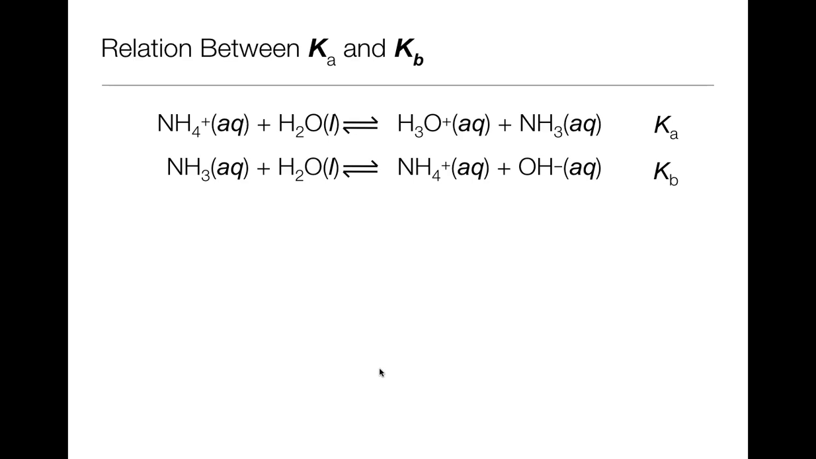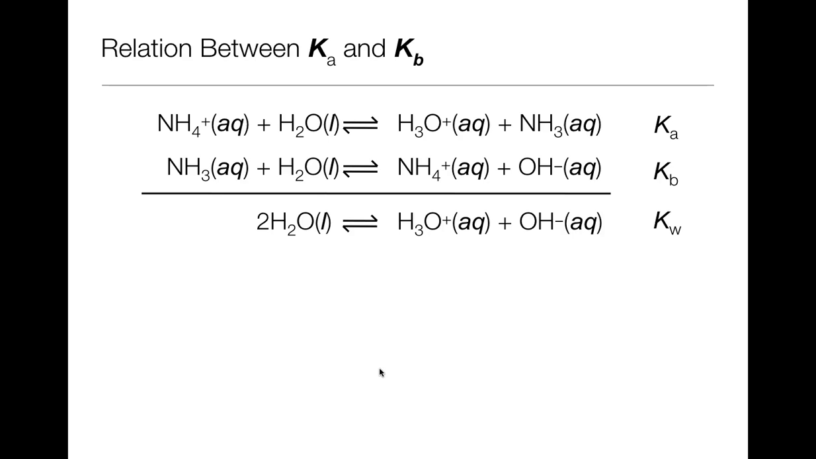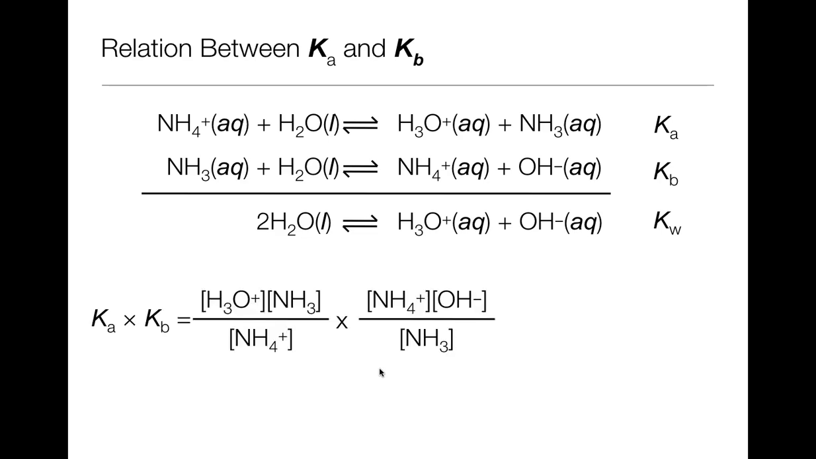So what is the relationship between Ka of a weak acid and the Kb of its conjugate base? If we add these reactions together and cross out anything that appears on both sides, in this case ammonium and ammonia, we have something we're familiar with from a week ago, in which water reacts with itself to form hydronium and hydroxide. That is the Kw, the autoionization of water.